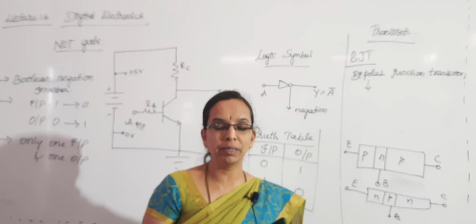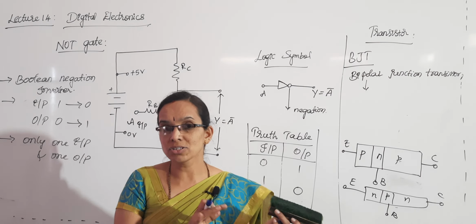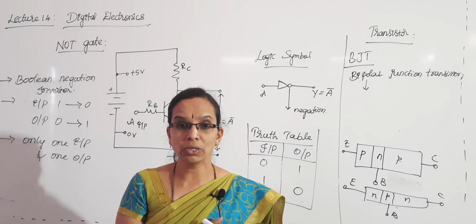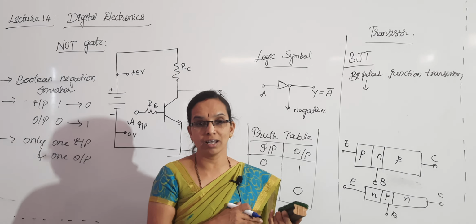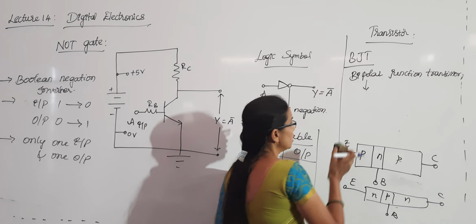Unidirectional current flow will be there. In resistors there will be bidirectional current flow, whereas in a diode there is unidirectional current flow. In a transistor also, you can expect unidirectional current flow.